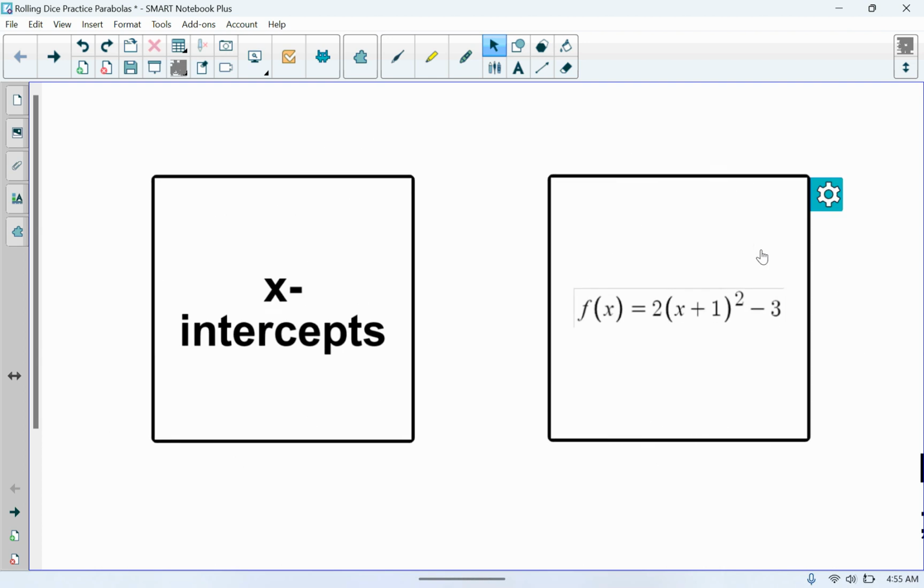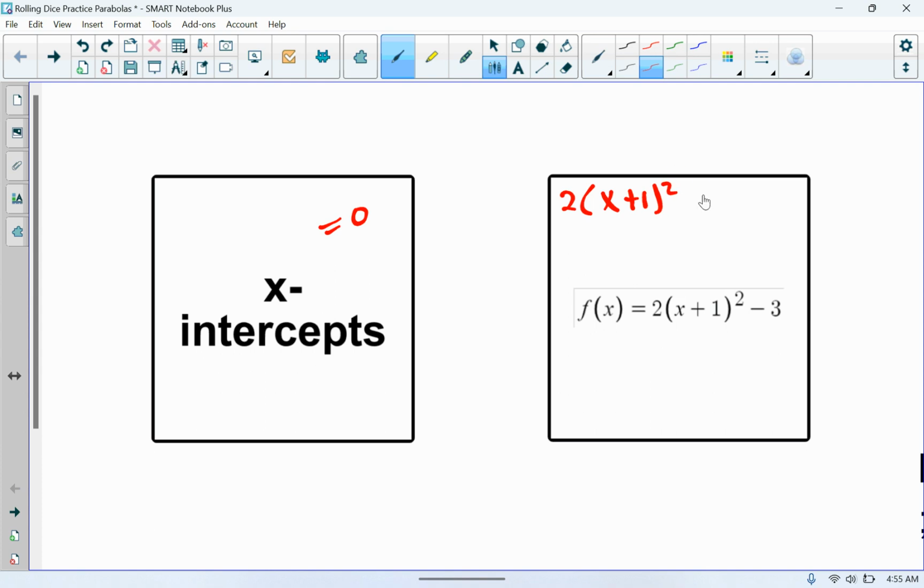All right, also x-intercepts, but now we actually have vertex form. So we still want the answer to be equal to 0, but now we have to solve this equation, which is an equation that, if you notice, has x in one spot, which means that we could just use inverse operations. We're going to get rid of things around the x, and we're going to get x alone. So first, I'm going to get rid of this plus 3, and I get 2 times quantity x plus 1 squared equals 3.